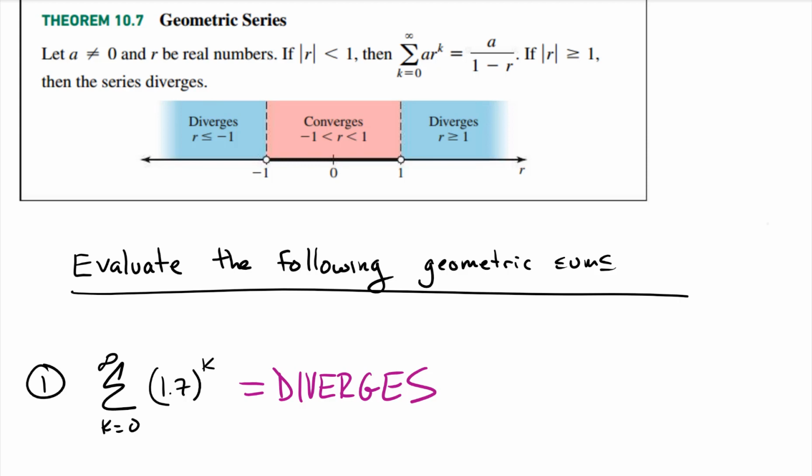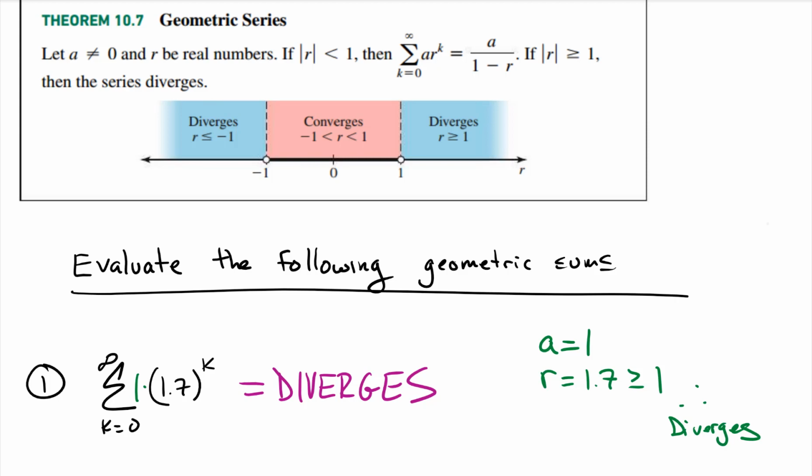I want to list what's A and what's R. A isn't written. It's 1. See? It's right there. And what's R? R is the thing inside the power. That's equal to 1.7. But 1.7 is clearly greater than or equal to 1. Therefore, it diverges. Done. So our game is find A, find R, use formula.